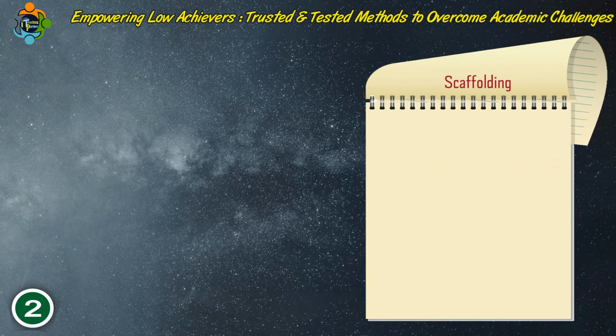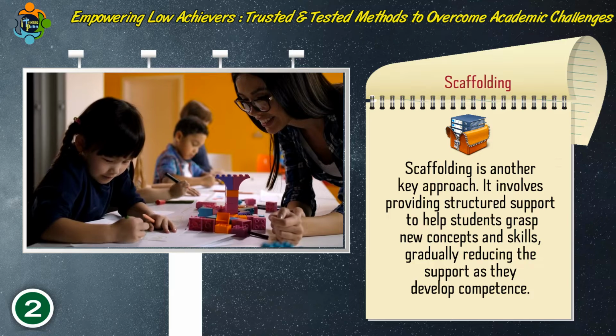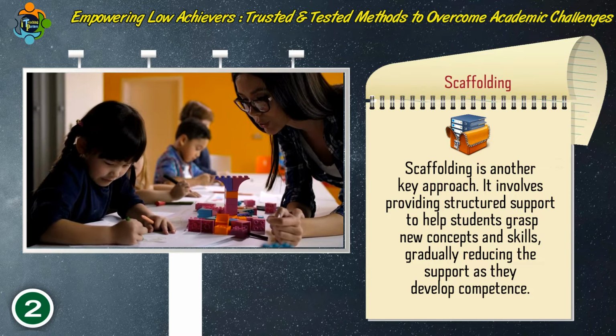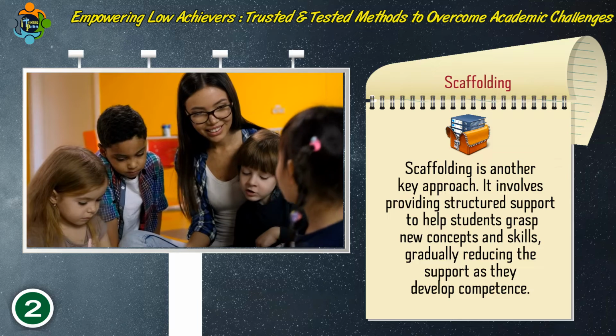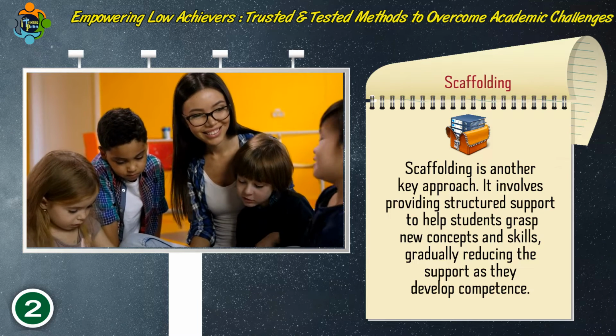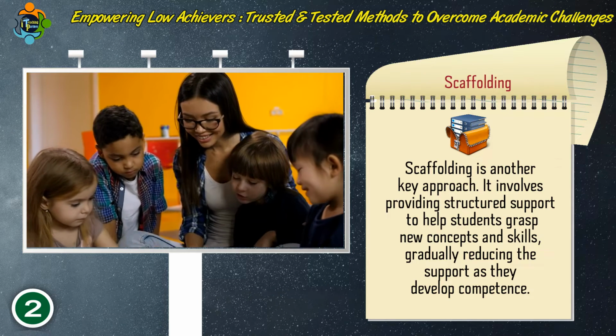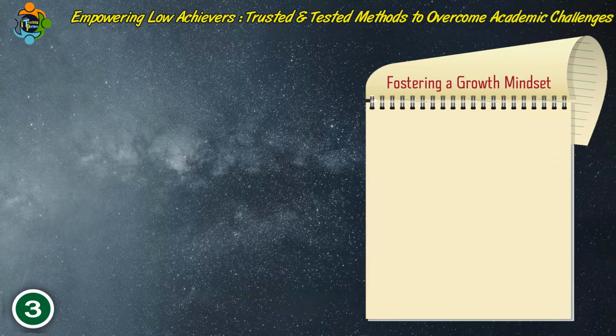Number 2. Scaffolding. Scaffolding is another key approach. It involves providing structured support to help students grasp new concepts and skills, gradually reducing the support as they develop competence. Number 3. Fostering a growth mindset.